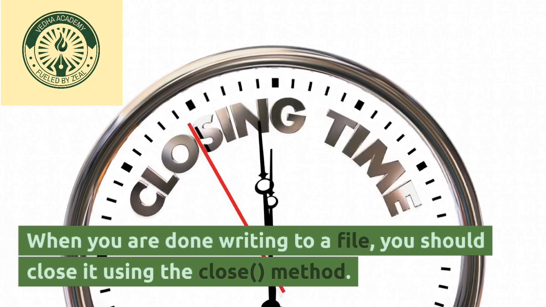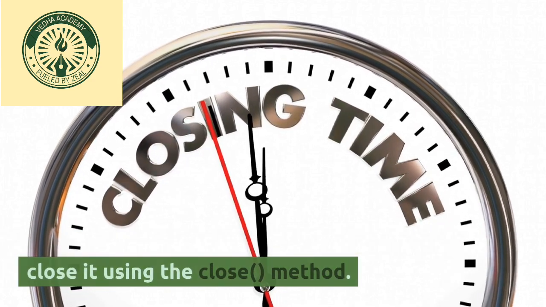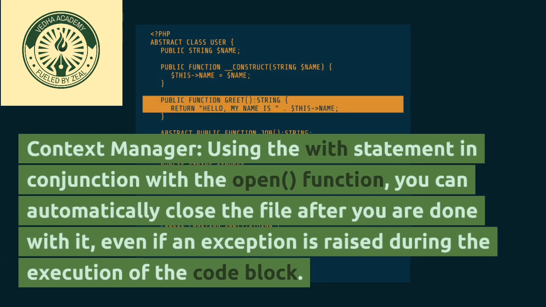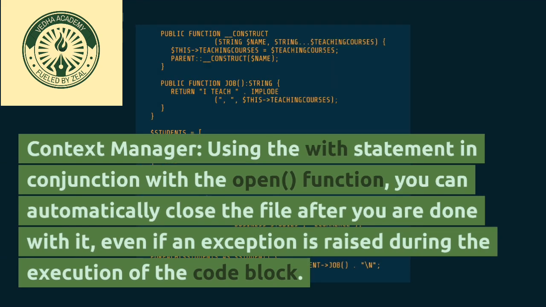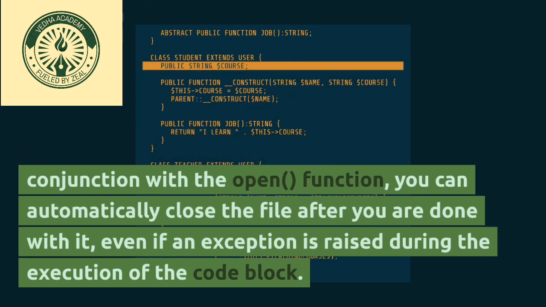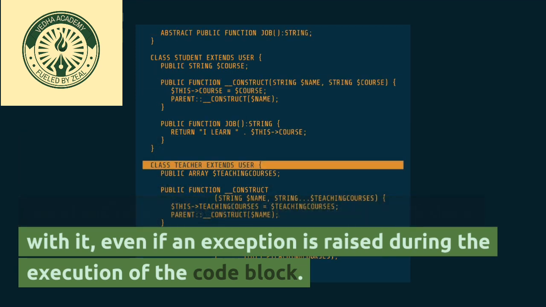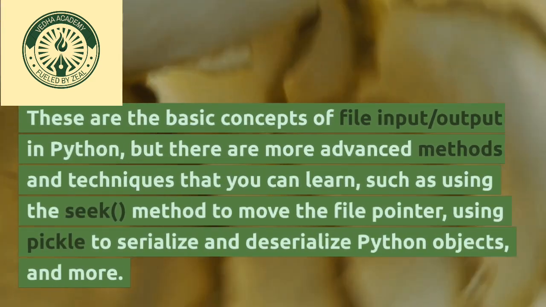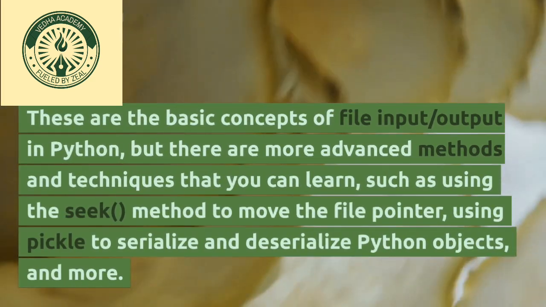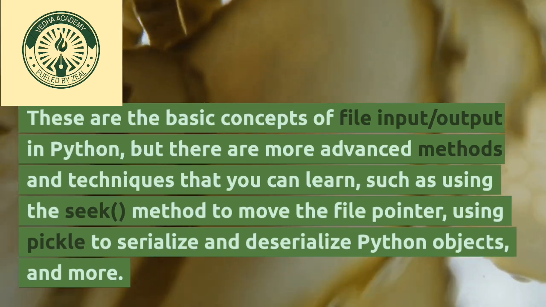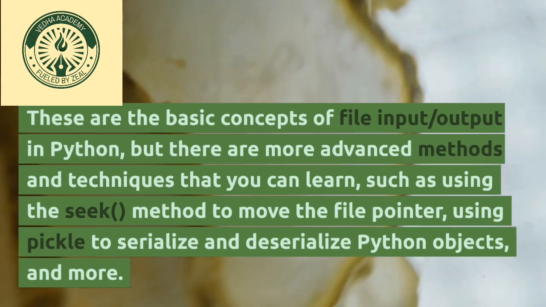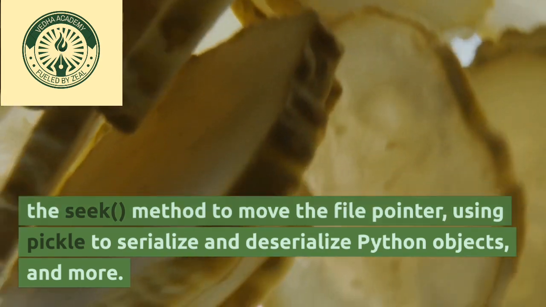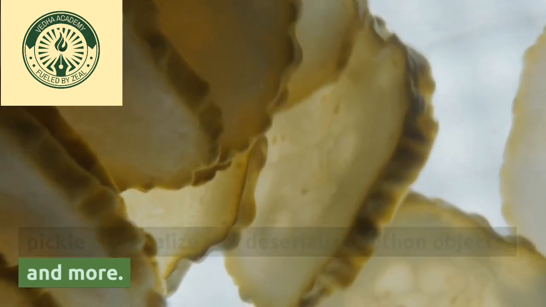When you are done writing to a file, you should close it using the close method. Context manager. Using the with statement in conjunction with the open function, you can automatically close the file after you are done with it, even if an exception is raised during the execution of the code block. These are the basic concepts of file input/output in Python, but there are more advanced methods and techniques that you can learn, such as using the seek method to move the file pointer, using pickle to serialize and deserialize Python objects, and more.